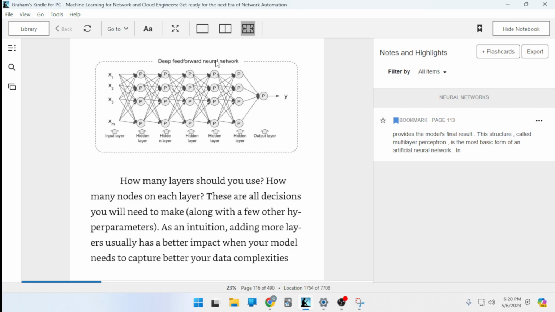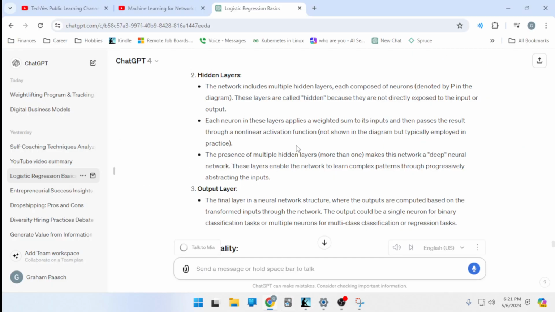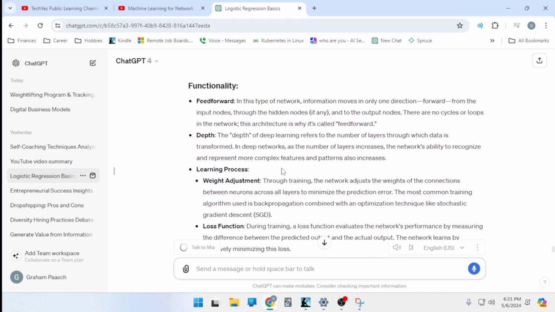Output layer, the final layer in a neural network structure, where the outputs are computed based on the transformed inputs through the network. The output could be a single neuron for binary classification tasks or multiple neurons for multi-class classification or regression tasks. Functionality, feed forward. In this type of network, information moves in only one direction, forward, from the input nodes through the hidden nodes, if any, and to the output nodes. There are no cycles or loops in the network. This architecture is why it's called feed forward.